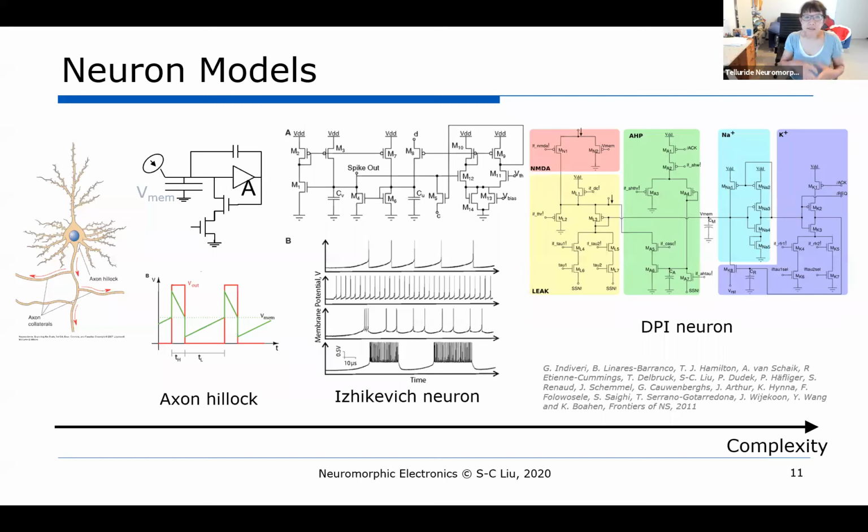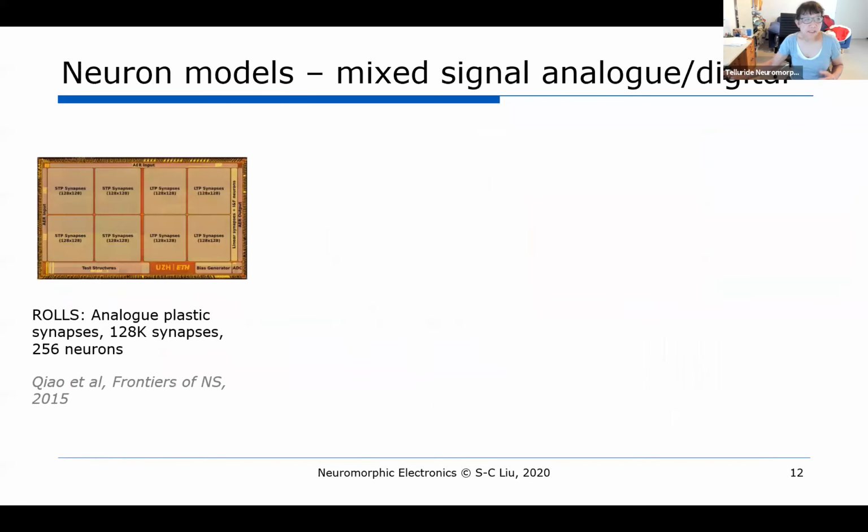circuits. Now the DPI neuron has been put together into an array of 256 neurons, 128,000 synapses, along with analog plastic synapses. So synapses that have short-term plasticity and also long-term plasticity, learning synapses.